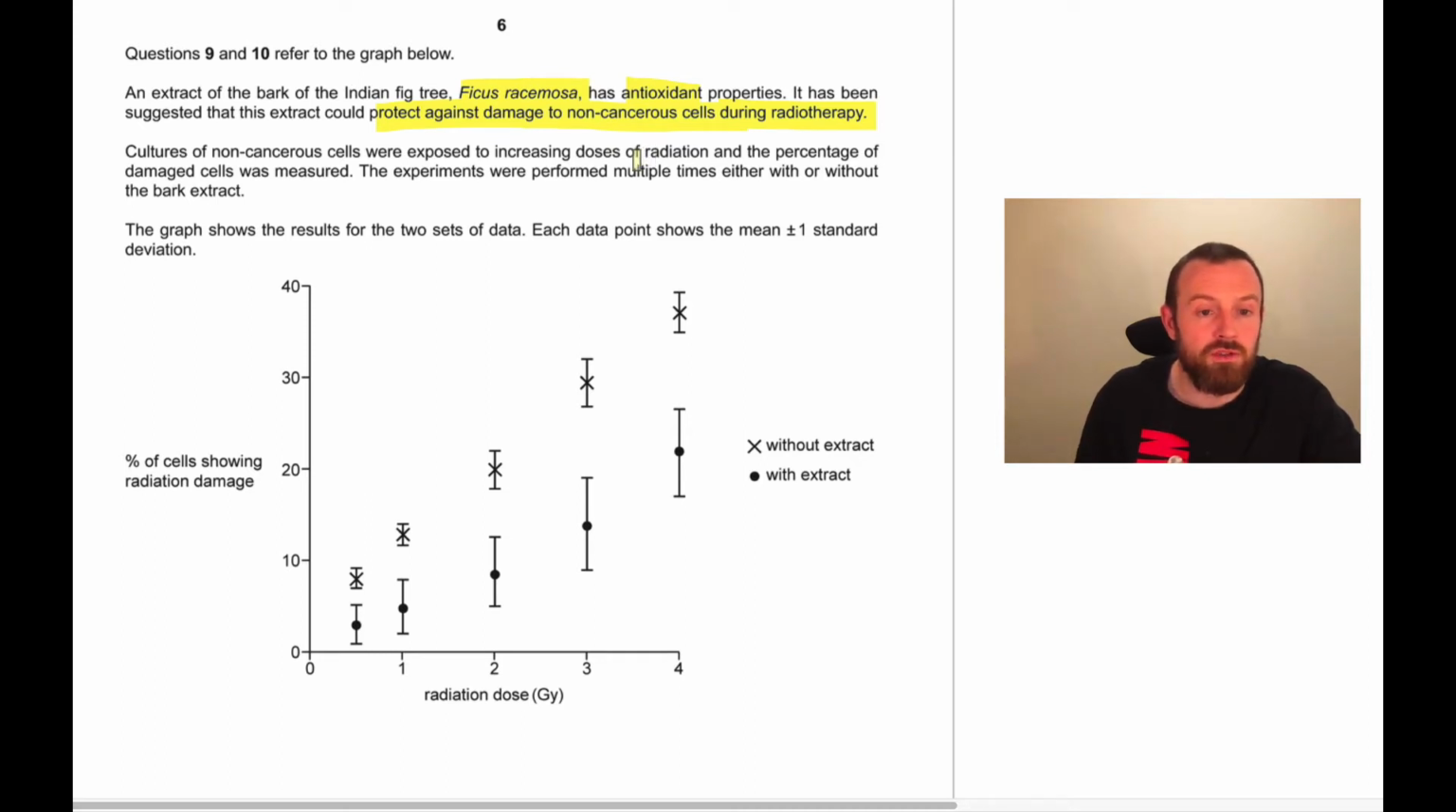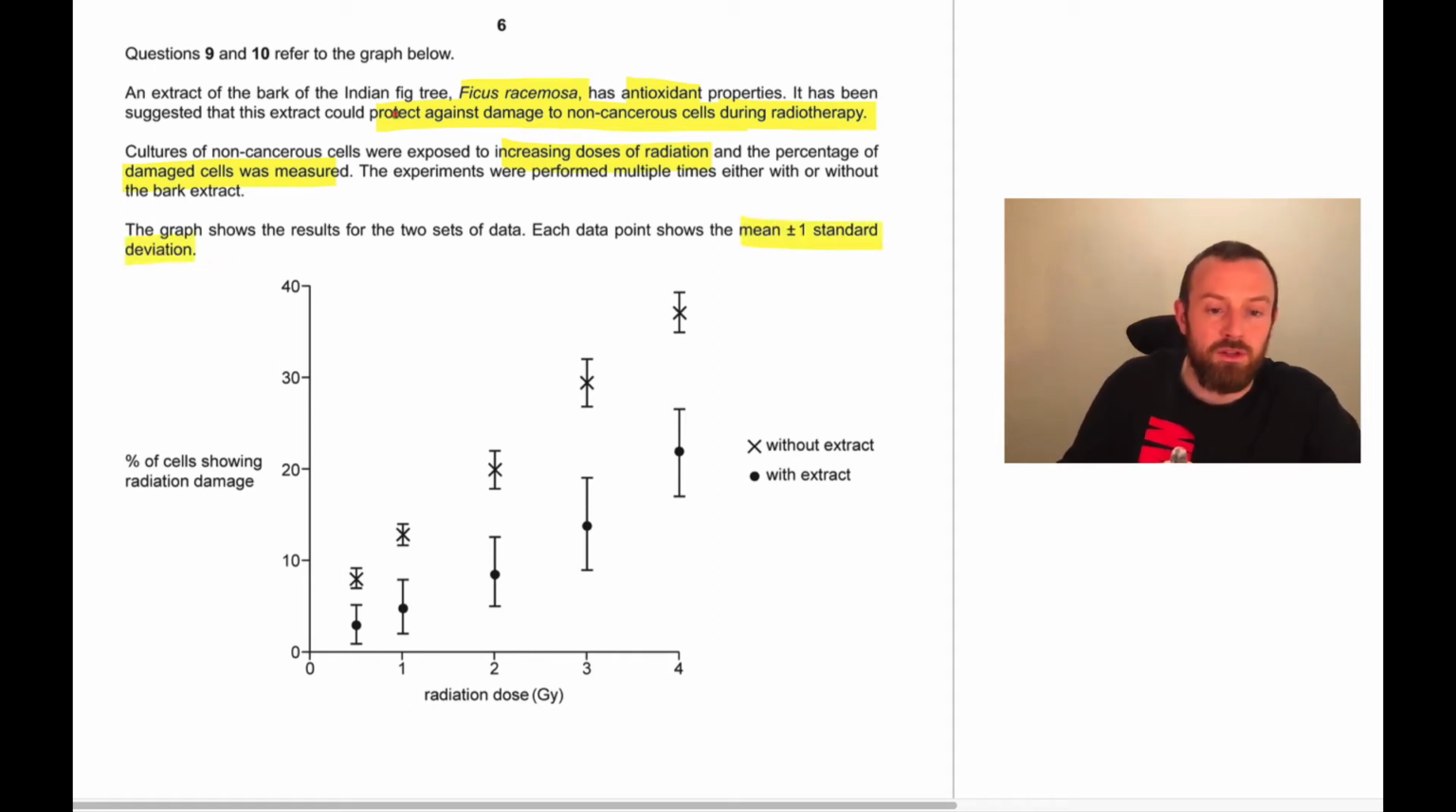Cultures of non-cancerous cells were exposed to increasing doses of radiation, and the percentage of damaged cells was measured. The experiment was performed multiple times, either with or without the bark extract. I got you. The graph shows the results for the two sets of data. Each data point shows the mean plus a standard deviation, so it's the spread of the data.